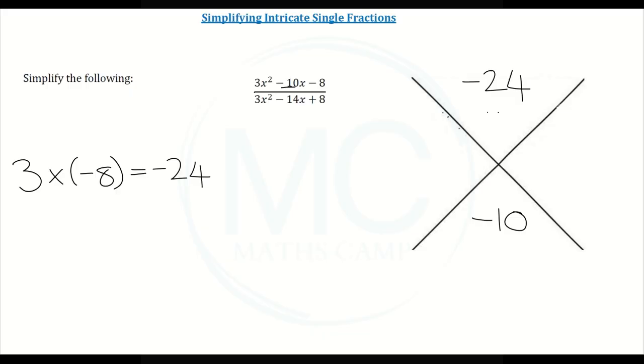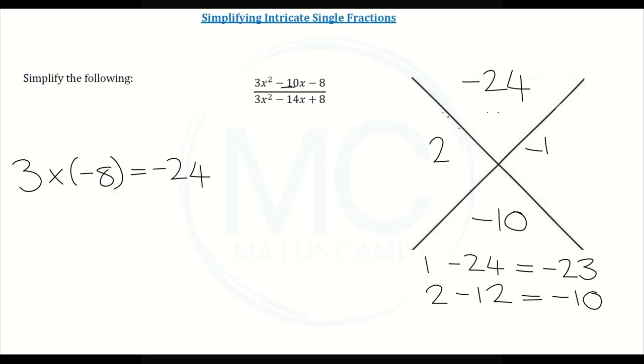24 is negative, so we know that one factor will be negative. 10 is negative, which means the larger value will be negative. So let's look at the factors of negative 24. Negative 24 divided by 1 gives us negative 24. 1 minus 24 gives us negative 23. 24 divided by 2 gives us negative 12. 2 minus 12 gives us negative 10. These are the values we've been looking for. So we know the factors we are working with are 2 and negative 12.